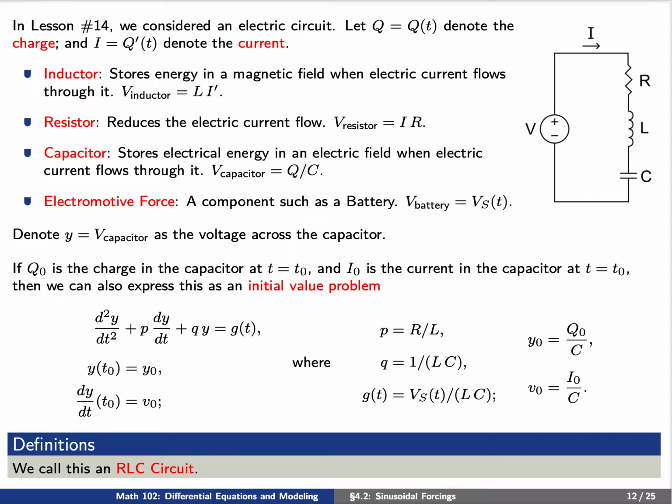According to Ohm's law, the voltage across a resistor is proportional to the current I. Third, we assume that there is a capacitor, and the voltage across the capacitor is proportional to the charge on the capacitor. And fourth, we have an electromotive force, such as a battery. If we denote Y as the voltage across the capacitor, then again we find a second-order linear equation. In this case, we call this an RLC circuit for resistor, inductor, capacitor.